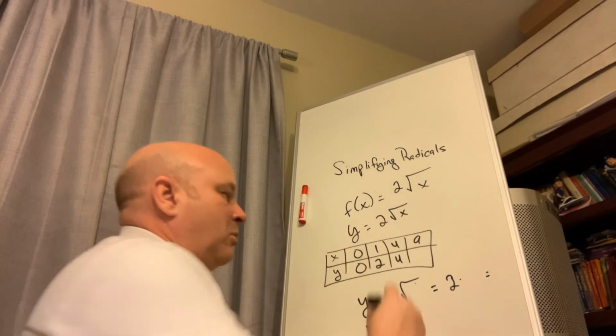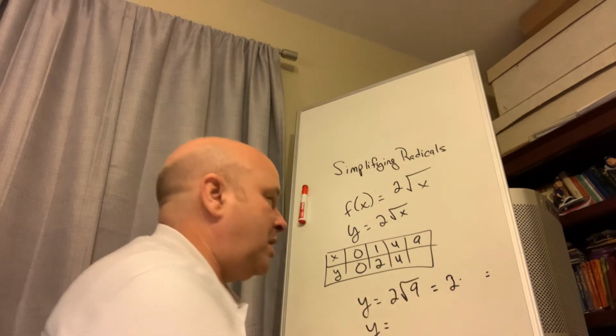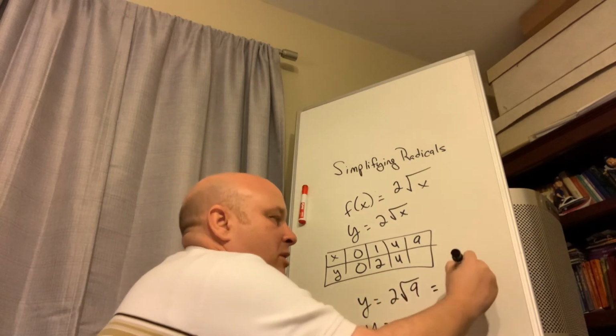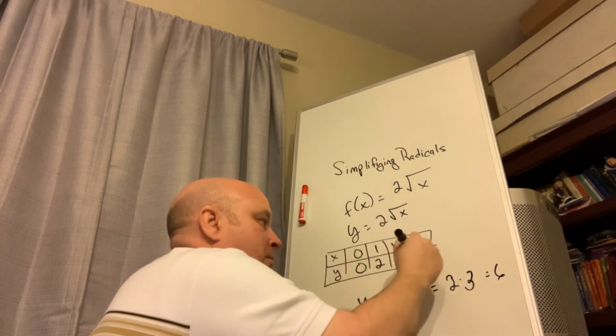So for x, I'm going to put in 9. What's the square root of 9? It's 3. So 2 times the square root of 9 is 2 times 3. That's 6. So y equals 6. All right.